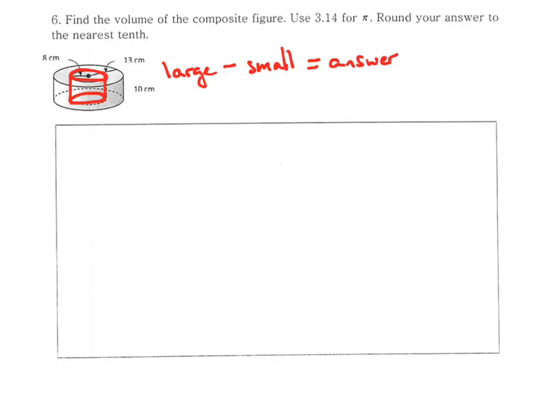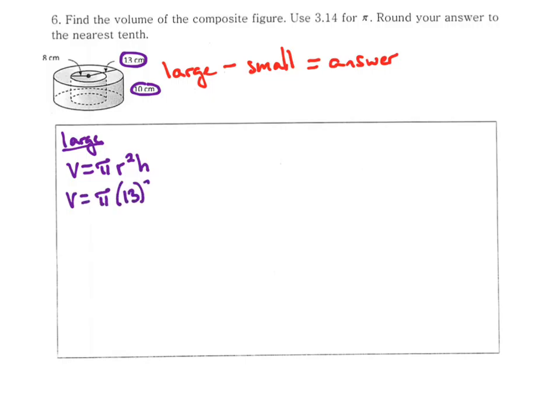All right, so to figure out the volume of the larger cylinder, we're going to use our formula. Volume equals pi r squared times height. Substitute in our values for the larger cylinder, 13 centimeters and 10 centimeters. 13 centimeters for the radius, that's this right here, and 10 centimeters for the height. Right? Volume equals pi times 13 squared times 10.